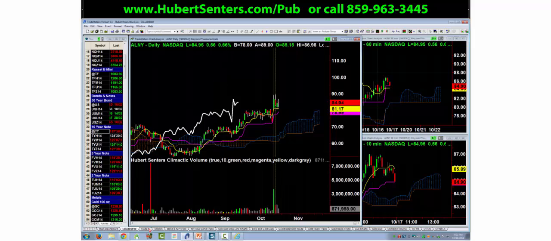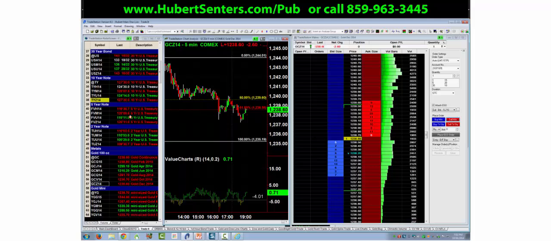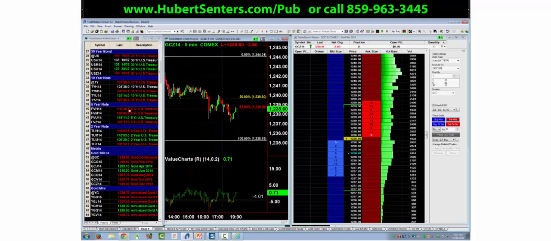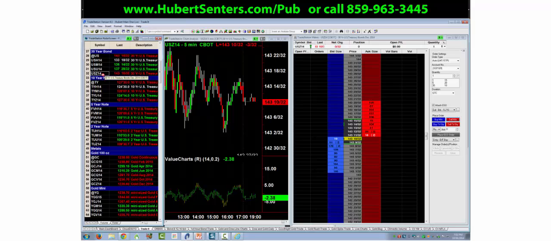All right, let's take a look at a couple trades here. Let's see where gold's at. Gold is down 260, so I can't do anything with that. Let's take a look at bonds. I know bonds are probably going to go higher.